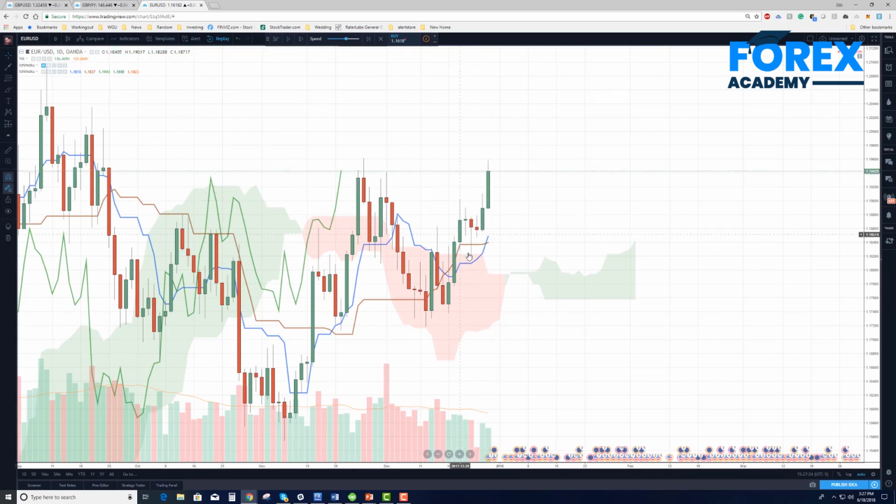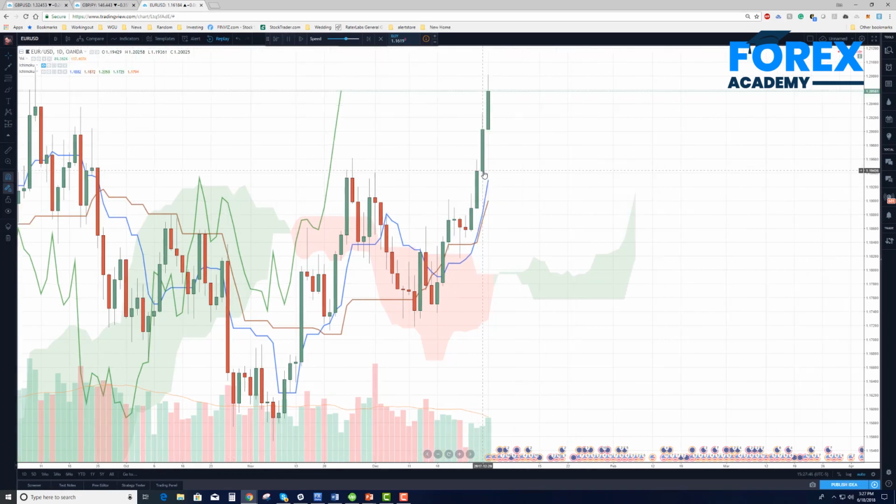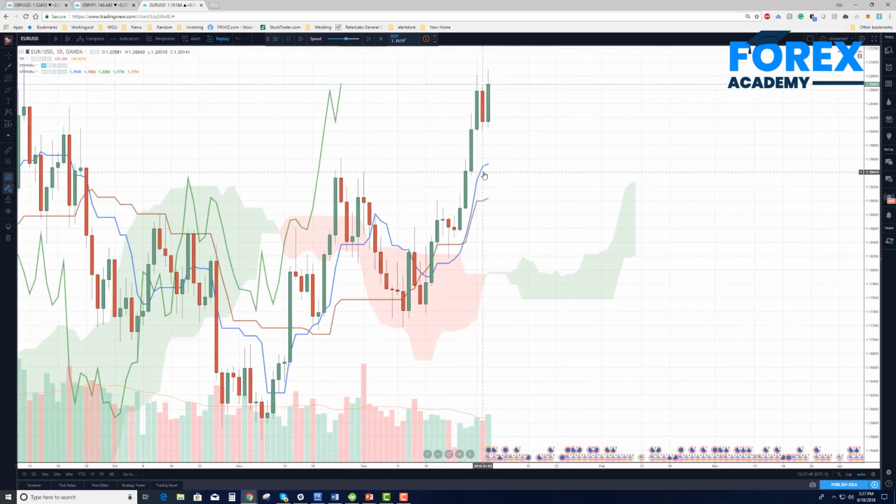And why? The conversion line is greater than the baseline. The cloud ahead is green. And the lagging span broke above the cloud. Generally, the last thing that we will see happen in order to give us the final signal for our trade entry is when the lagging span breaks above the cloud. Then we'll hit play. Would have taken a long there at 119.41.